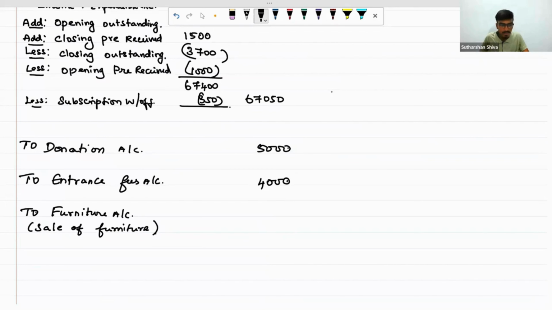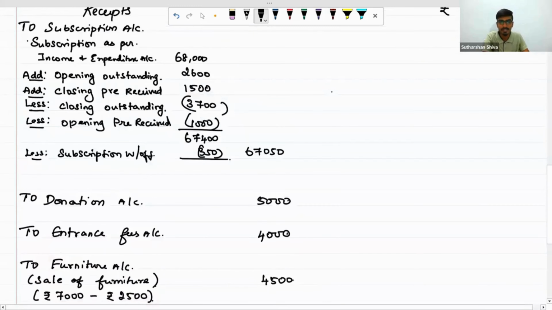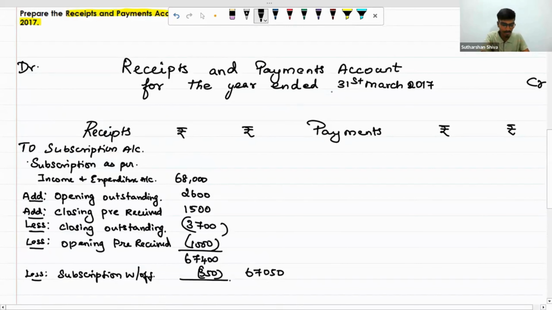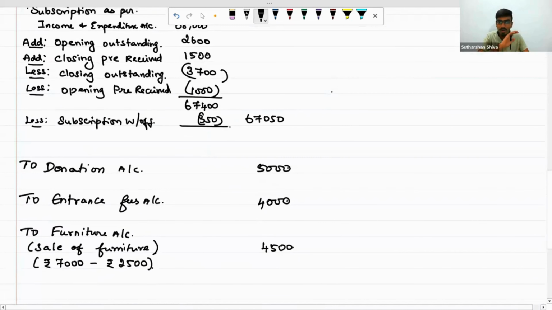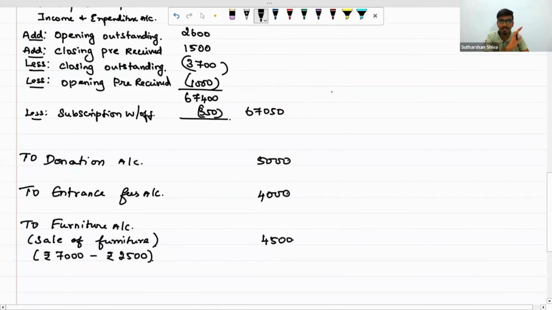What is the value? 7,000, they have given as book value. What is the loss I am suffering? 2,500 I am suffering as a loss. What is the remaining value left? 4,500 is the value. That's all with receipts. Okay, you have almost completed the left hand side part.